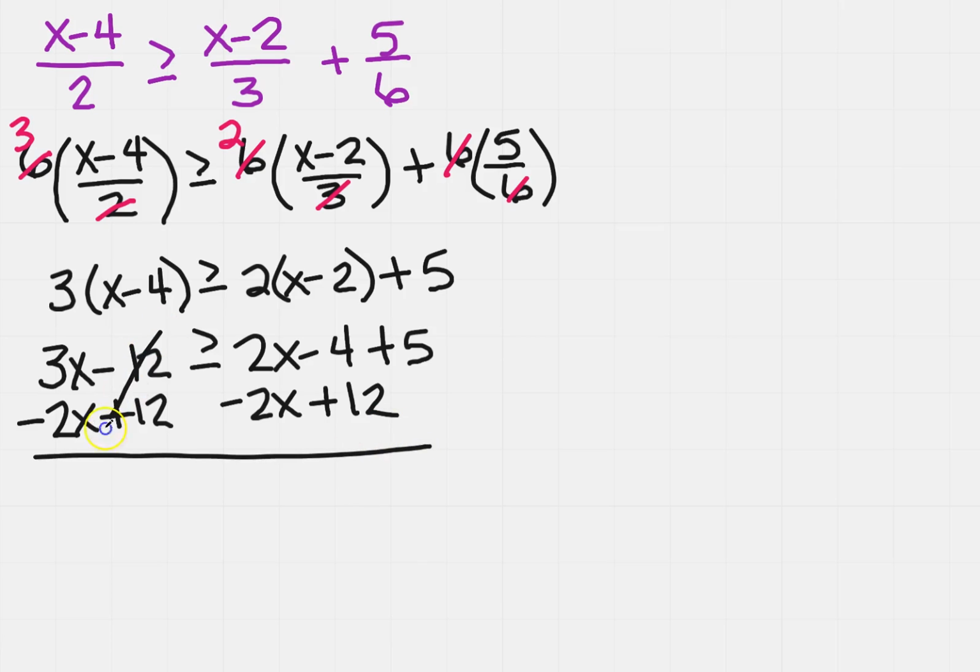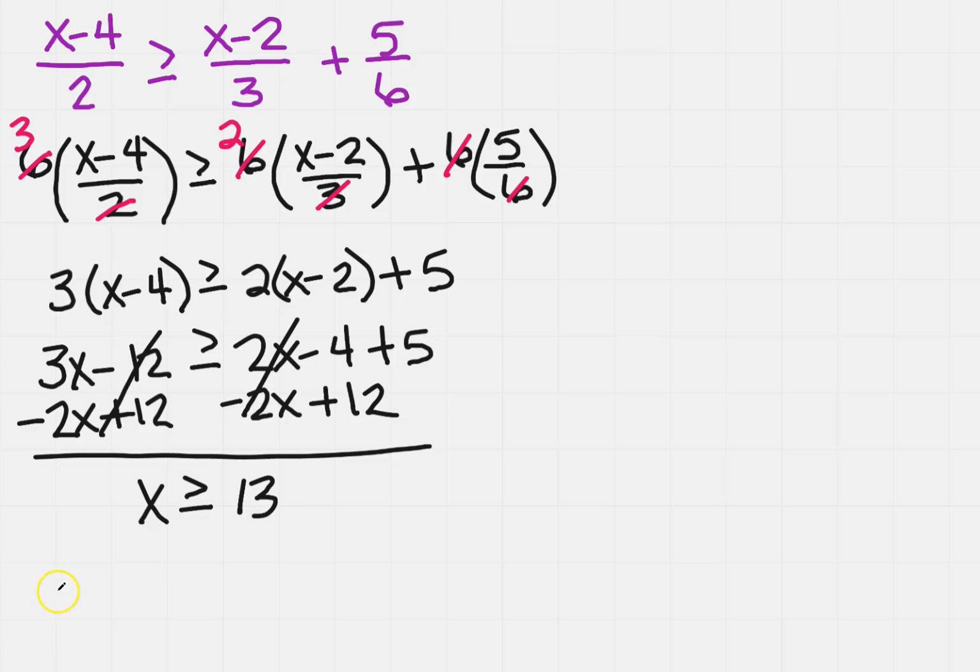So on the left, those cancel, and I get just an x. It is going to be greater than or equal to, those cancel. So now I've got minus 4 plus 5, which is 1, plus 12 is 13. So there's half of our battle.